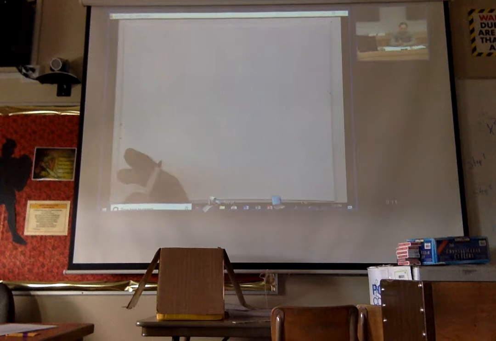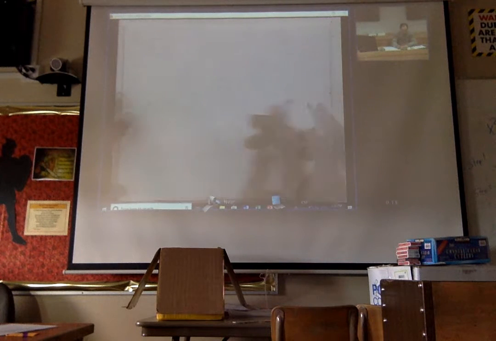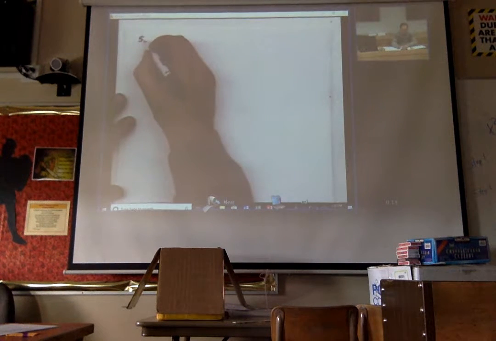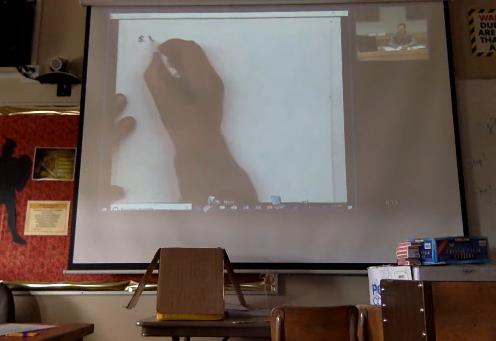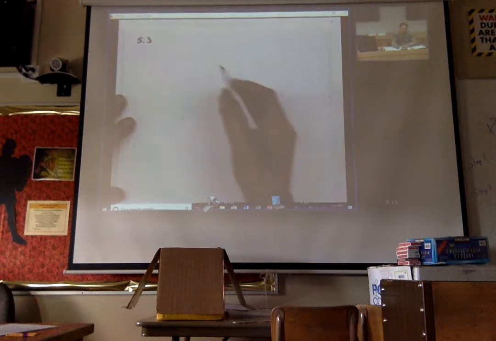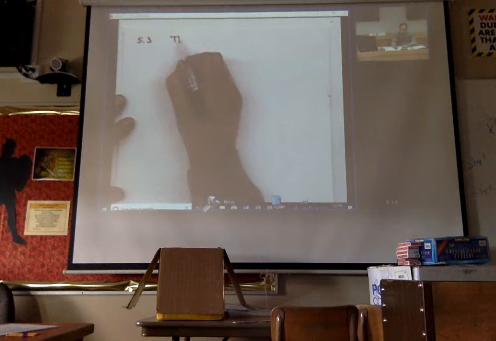So for section 5.3, I think we have to break this into 2 lessons because it will be a little bit lengthy. So we call it the fundamental.